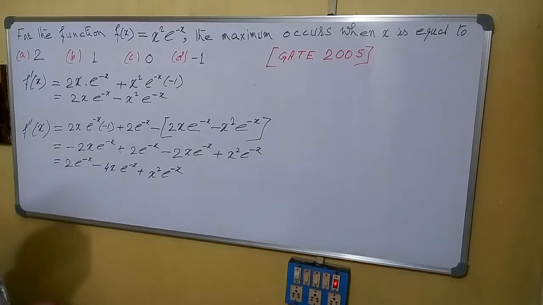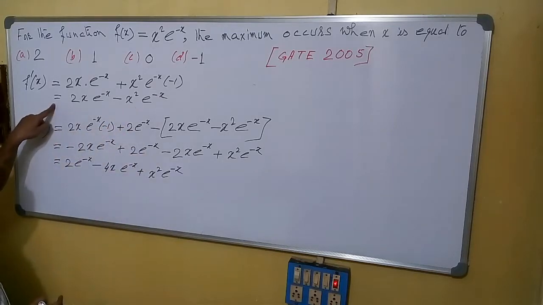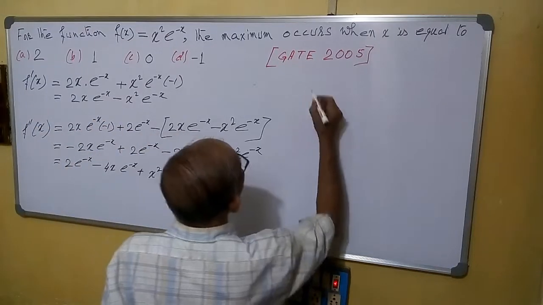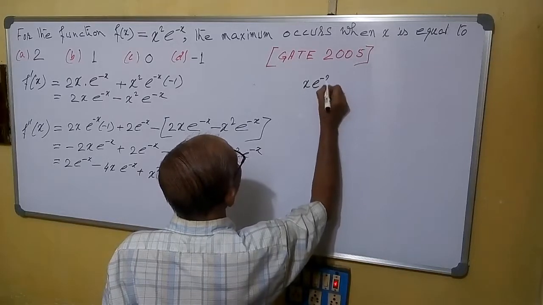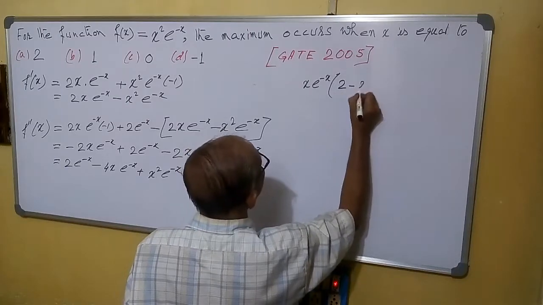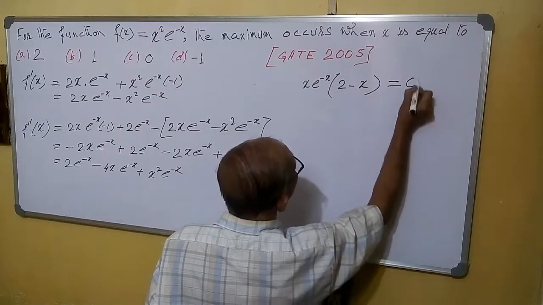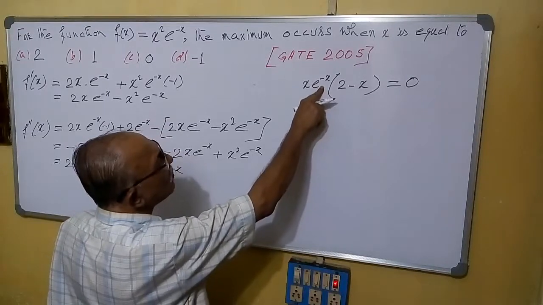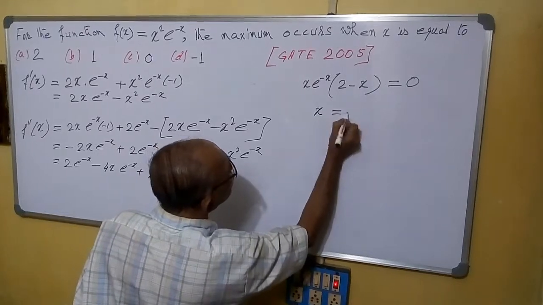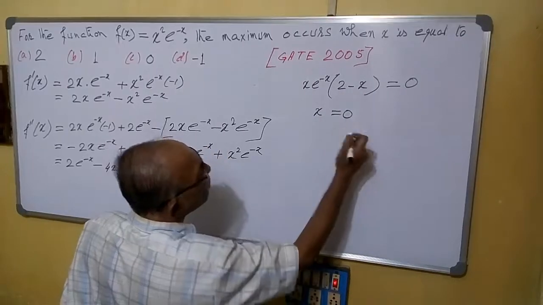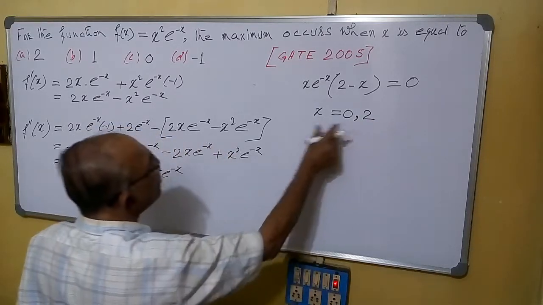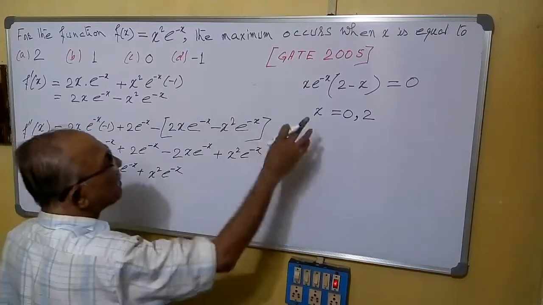Now we know there will be maxima when f dash x is 0. F dash x, if we are taking x e to the power minus x common, what remains? 2 minus x. So this one equals to 0. From here we can say e to the power minus x can never be 0. So either x equals to 0 or 2 minus x equals to 0, that is x equals to 2. So for these two values, f dash x is becoming 0.